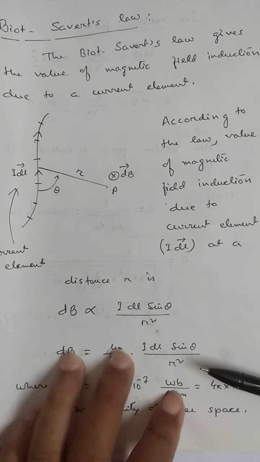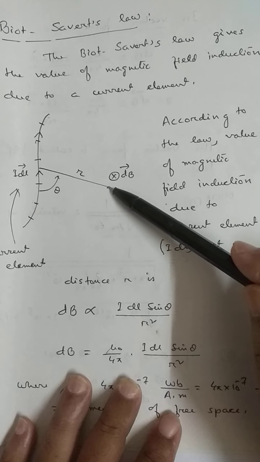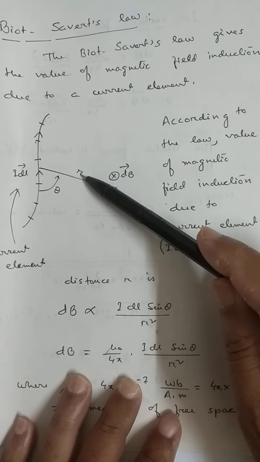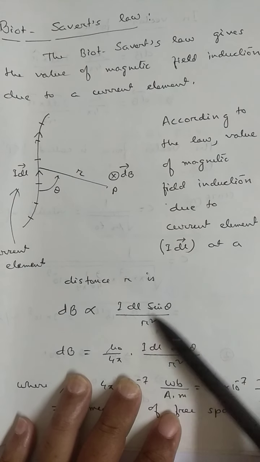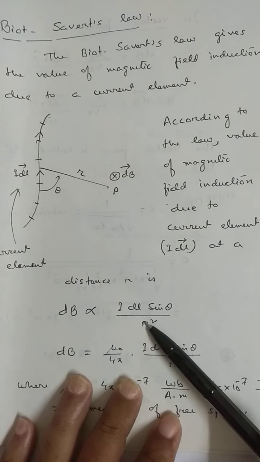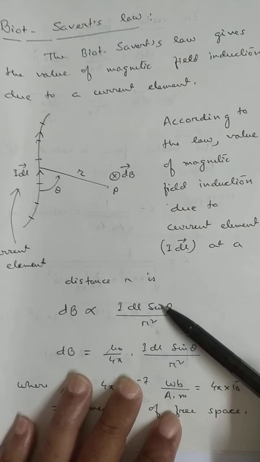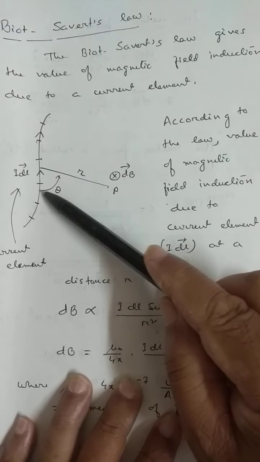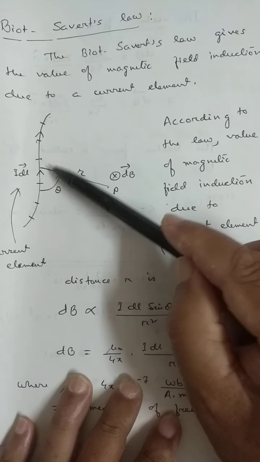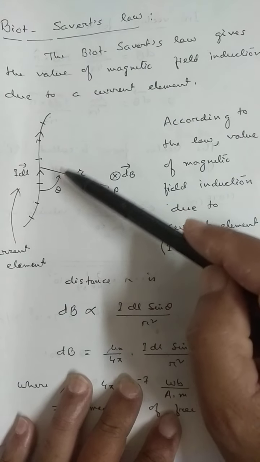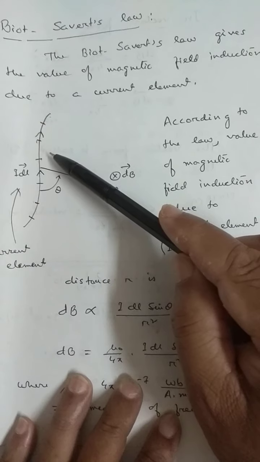This is not a theoretical law, it is an experimental law. Due to this current element, magnetic field induction at the point P, which is at a distance r from the current element, is given by dB proportional to IDL sin theta by r square. What is I? I is the strength of the current. What is dl? Length of the current element. What is theta? Theta is this angle. Sometimes in some books, this angle is also considered as theta. But both of them are correct because sin theta is equal to sine of pi minus theta. So if I consider this angle theta, this angle is pi minus theta. In second quadrant, sine is positive.